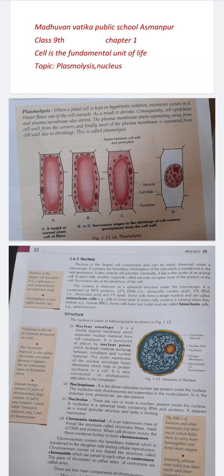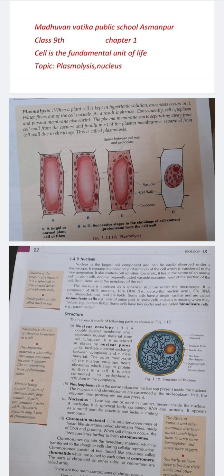What is the nucleolus? Just like the cell has the nucleus at the center, the nucleus has the nucleolus at the center, containing RNA and proteins. It is a round granular structure, lacking a limiting membrane. Next is the chromatin material. Chromatin material is the thread-like structures present in the chromosome, having DNA and protein.